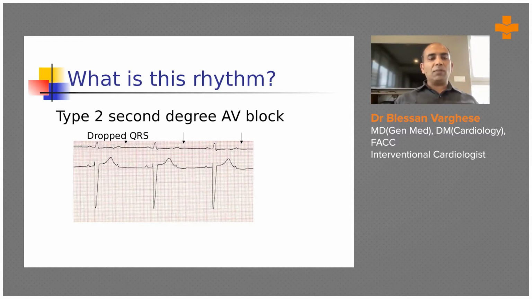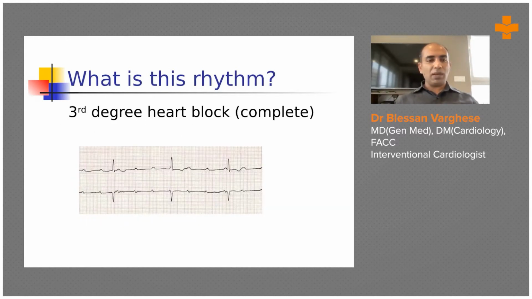In type 2 second degree AV block, there is no prolongation, but there is a drop in QRS complex. You can see that the P wave here is fixed, the PR interval is fixed, there is no prolongation, but every second P wave is not followed by a QRS complex. So the heart rate is only half of the normal heart rate, because every second QRS complex is not inscribed and it's missed. So you will get the pulse rate almost half of the normal heart rate.